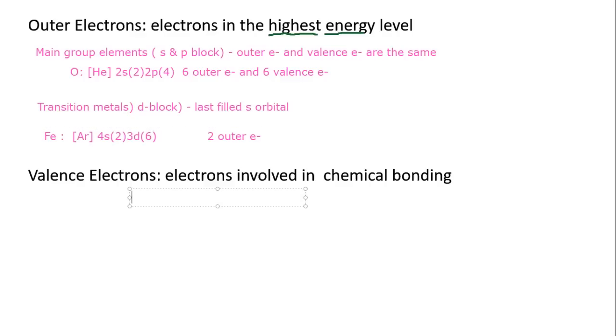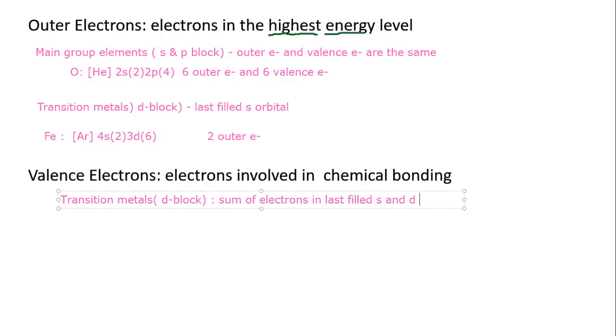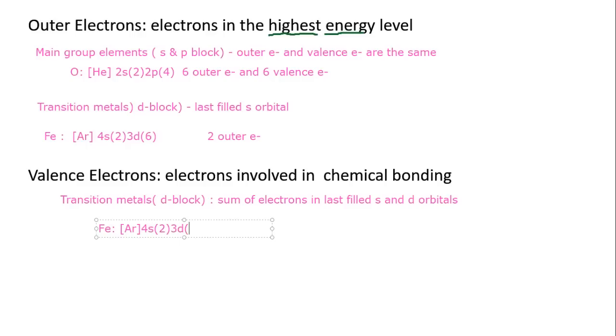Now for valence electrons, for transition metals or D block, it's the sum of the S and D electrons. So again, for transition metals, the valence electrons is the sum of the electrons in the last filled S and D orbitals. So for iron, which is argon, 4s2, 3d6, it has 8 valence electrons.